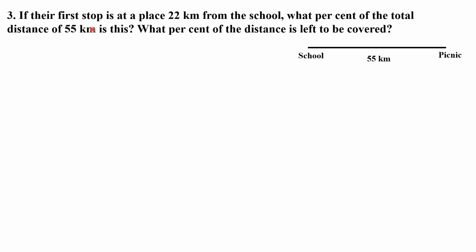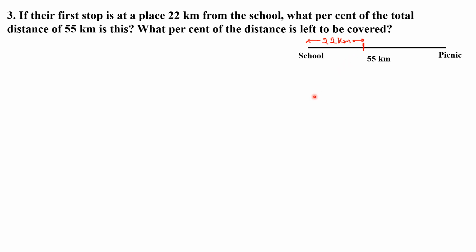Question number 3. If their first stop is at a place 22 km from the school, what percent of the total distance of 55 km is this? And then you have to find what percent of the distance is left to be covered. So after covering 22 kilometers, they have taken the first stop. The distance between school and picnic is 55 kilometers. If they have taken the first stop over here, this distance is 22 kilometers. The question says you have to find first what percent of this distance is covered till the first stop.